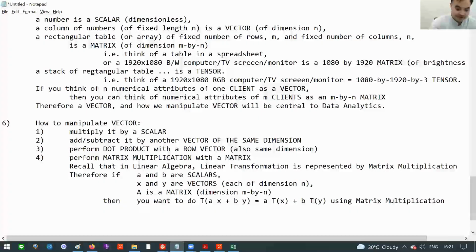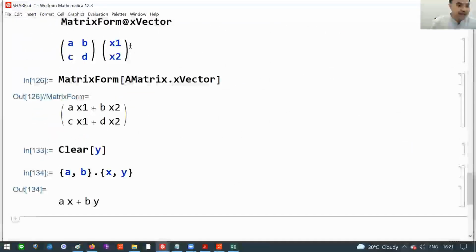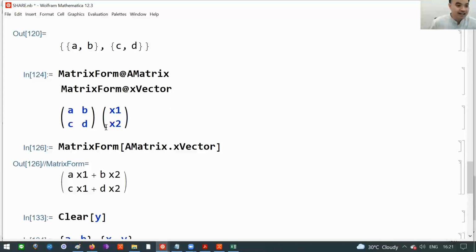I.e., A of ax plus by is equal to a times Ax plus b times Ay. Okay, see if this is true. Well, I've got my A here, I've got x, I've got y. So let's make this my y vector.